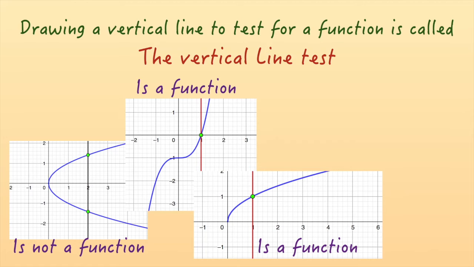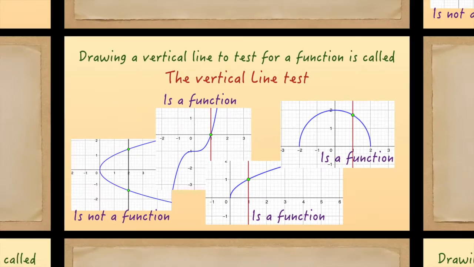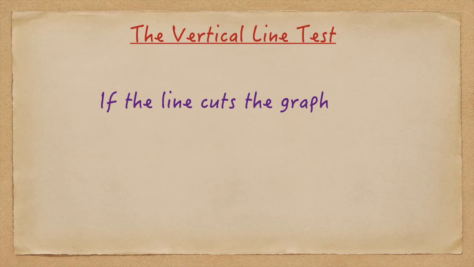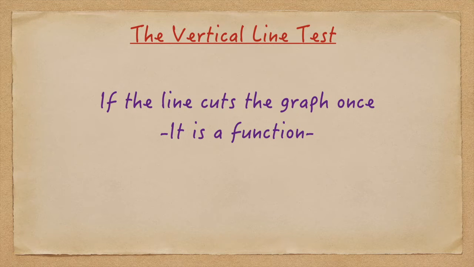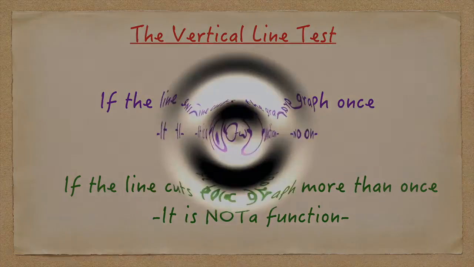Remember, don't worry about what the equations of the functions are. We only want to know, is it a function or isn't it a function? And our last one is a semicircle. We draw a vertical line. It only crosses once as well. So this graph is a function. So what do we know about the vertical line test? If the line cuts the graph once, it's a function. If the line cuts the graph more than once, then it is not a function. I'm sure that all of you can do this.